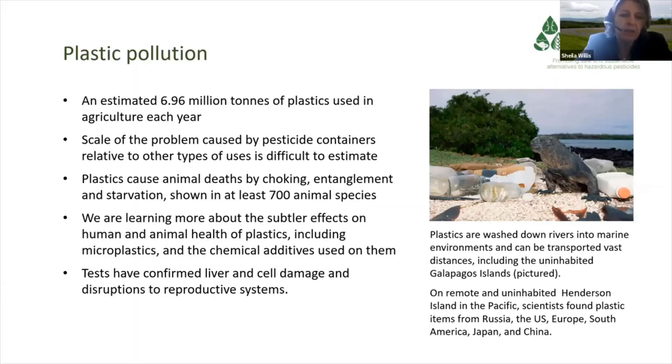Plastics, as we know, cause animal deaths by choking, entanglement, and starvation, and those problems have been shown already in at least 700 animal species, some of them endangered. And we're learning more about the subtler effects of plastics on human and animal health, including microplastics and the chemical additives that are used on them. Research is showing impacts on liver and cell damage and disruption to reproductive systems, for example. This is just from the plastic itself.